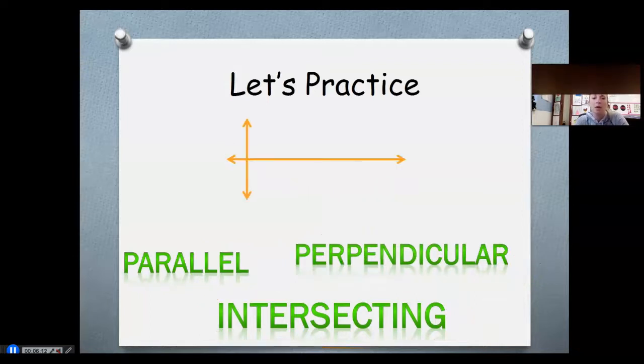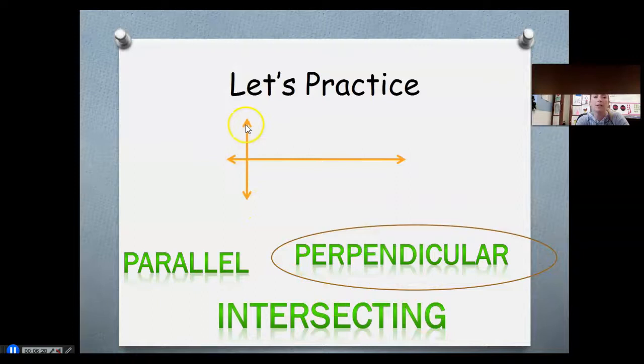What about this? What kind of lines are these? Are these lines parallel, perpendicular, or intersecting? If you said that these lines are perpendicular, you are correct. Remember, perpendicular lines make perfect T's, but also you must choose intersecting. If you choose perpendicular, perfect T's, you must also choose that they are intersecting, because remember, intersecting lines cross anywhere.